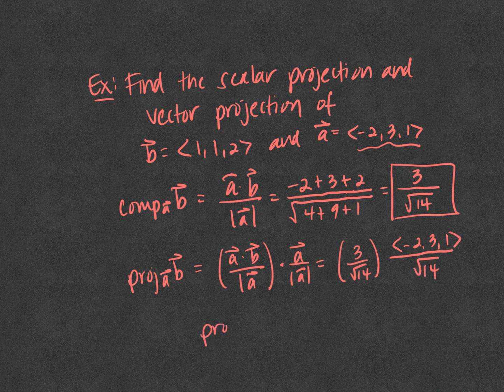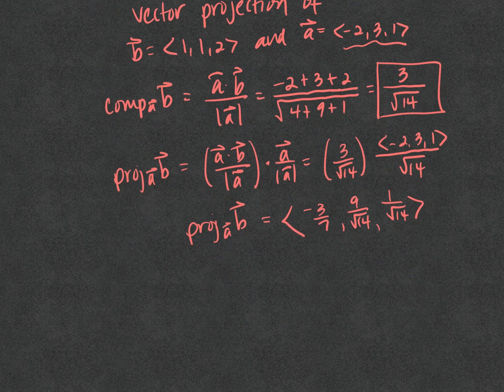So this means the projection of B onto A is negative 2, and we're going to distribute that 3. Then we have the square root of 14 times the square root of 14 is 14. So we have negative 6 over 14, which reduces to negative 3 over 7. And then the next one, we have 9 over the square root of 14. And the last one, we have 1 over the square root of 14. So that's our projection of B onto A.